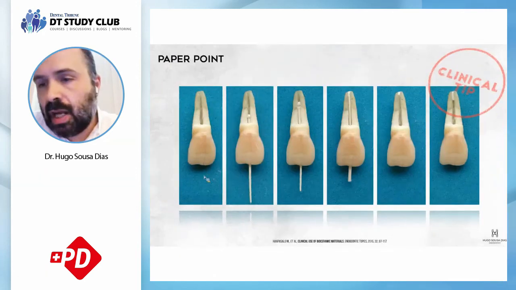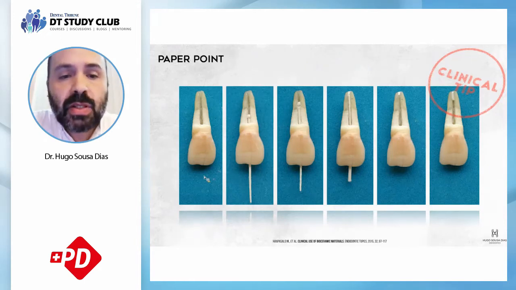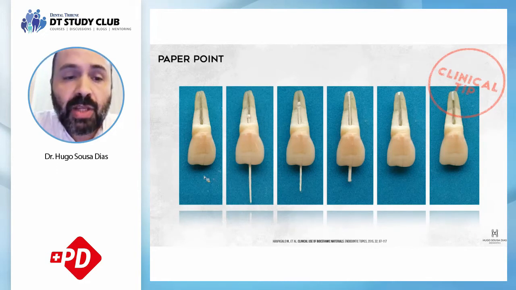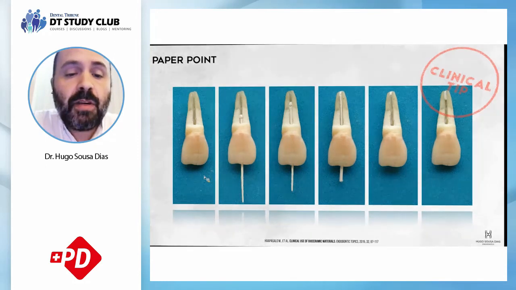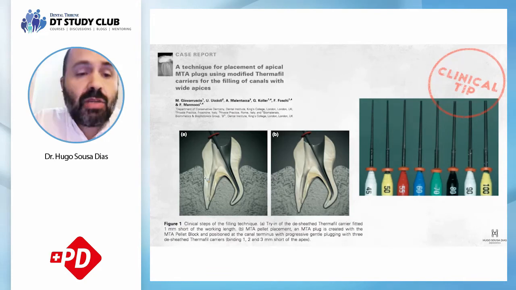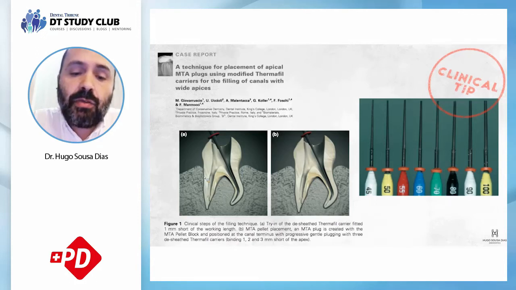You can use other techniques to make the vertical condensation of MTA, like using paper points with different sizes and different diameters, or even, in difficult anatomies, in curved root canal anatomies, the plastic plugger from Thermafil. You can remove the gutta-percha, keep the plastic plugger in different sizes, and use it to make the vertical condensation of MTA in curved anatomies.